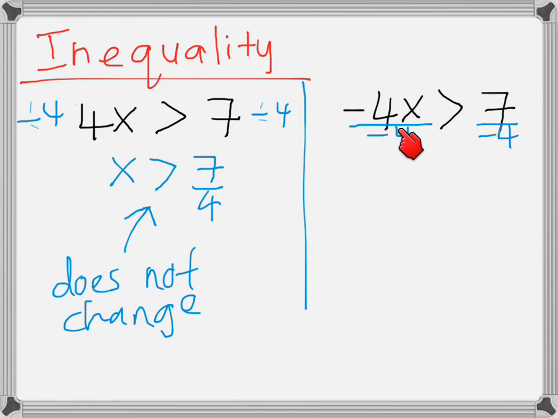But you must be careful when you multiply or divide by a negative. Whenever there is a negative, you have to change this symbol. So this symbol has to change to smaller. So you get x smaller than negative 7/4. This is something you have to be very careful about. Whenever you multiply or divide by a negative, you have to change this symbol. But if you just add or subtract a negative, then you do not need to change it.